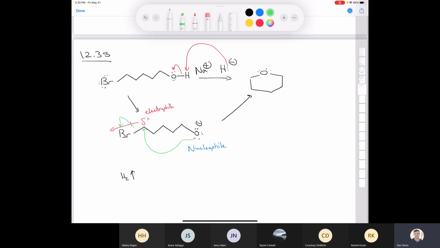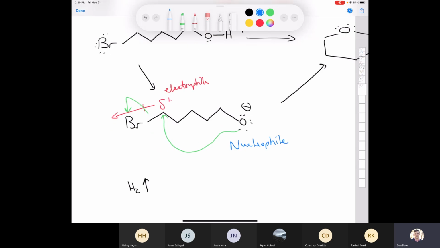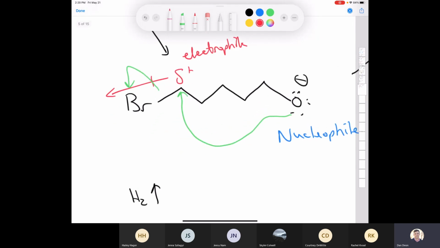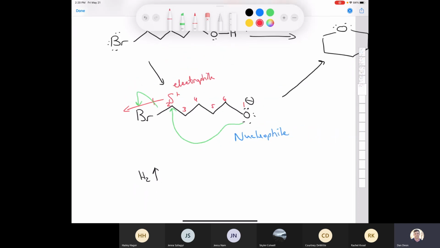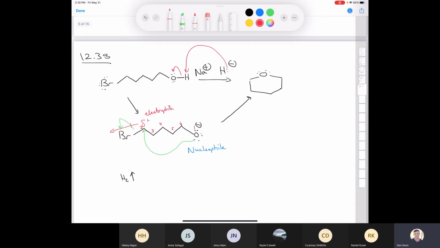And then look, you end up forming a 6-membered ring. If we count up all the atoms that would be in the ring, we would have a total of 1, 2, 3, 4, 5, 6. All right, and you end up making an ether. And again, if you look at the schedule, you see that in chapter 13, we will spend a lot of time talking about ethers.